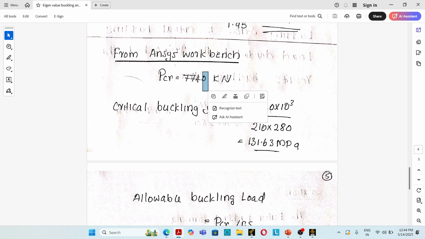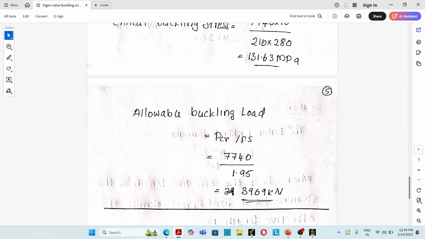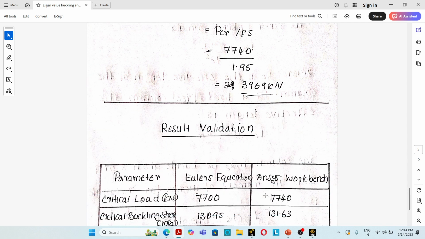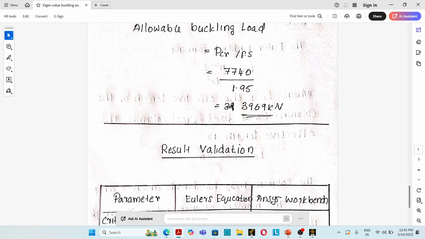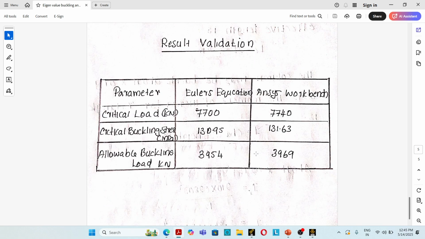Using this value, we calculate the critical buckling stress, that is 131.63 MPa, and the allowable buckling load, that is 3,969 kilonewton. And we have a comparison between the results from Euler's equation and Ansys Workbench. The parameters are critical load, critical buckling stress, and allowable buckling load. This is the result from Euler's equation, and this is the result based on Ansys Workbench. Okay, thank you.